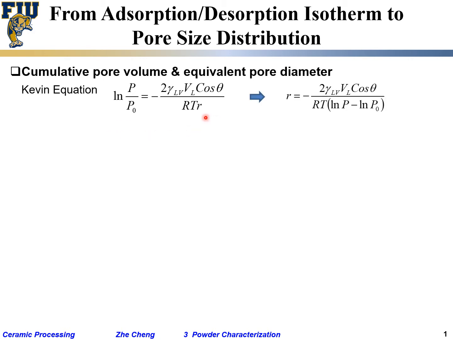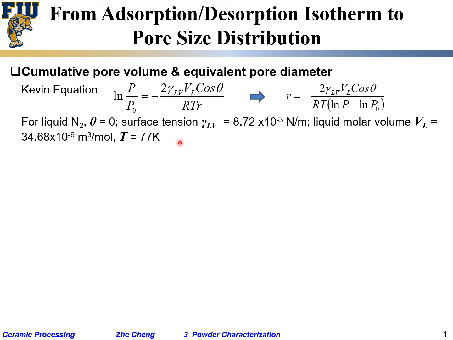From here, we can back calculate. If we have a relative pressure number, and if we know the system we are dealing with, which means in principle we know cosine theta, we know VL, we know gamma LV, we can back calculate the corresponding pore size, in this case pore radius, to be this one. Make sense? Okay. And now let's plug in the numbers.